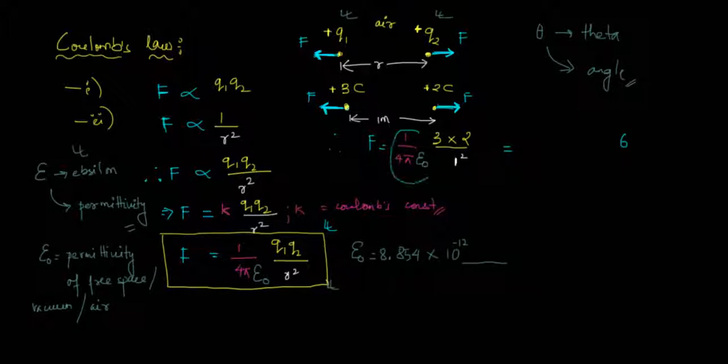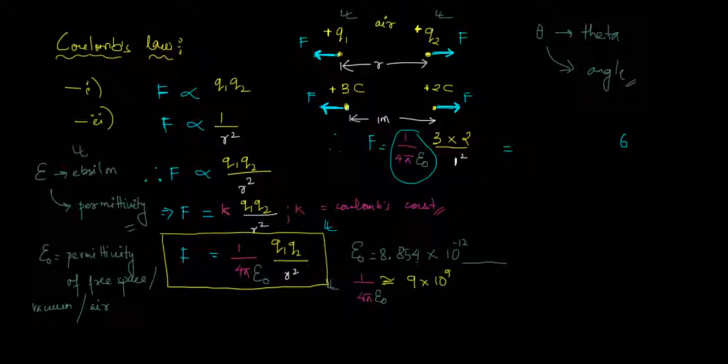The value of 1 by 4 pi epsilon naught, experimentally, turns out to be roughly 9 into 10 to the power 9. You can take 9 into 10 to the power 9 as the value.